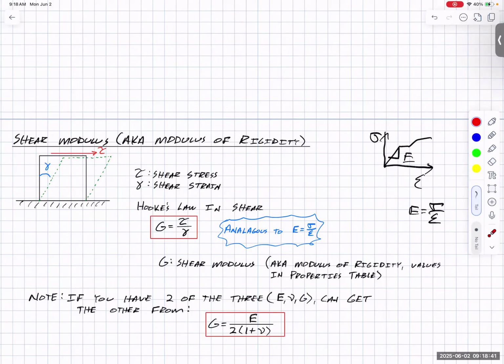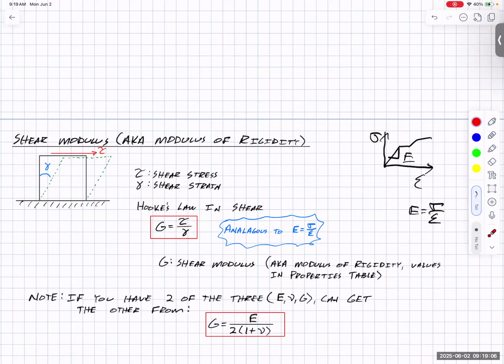So all that should be review. We've already talked about all of this, shear stress, shear strain. The only new concept here is we have Hooke's law once again, but instead of E is equal to stress over strain, we have G is equal to stress over strain. But it's the exact same thing, right? Instead of axial stress, I have shear stress. Instead of axial strain, I have shear strain.